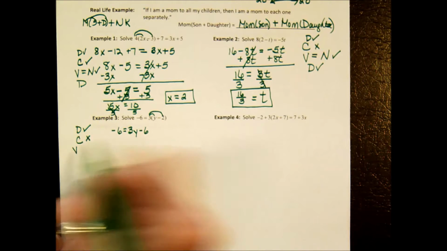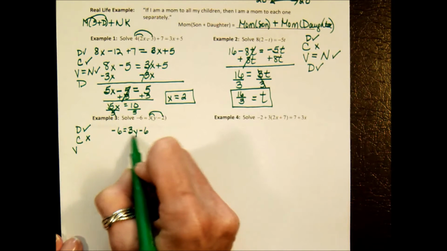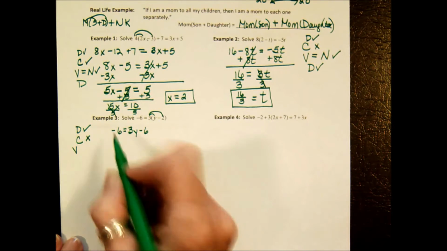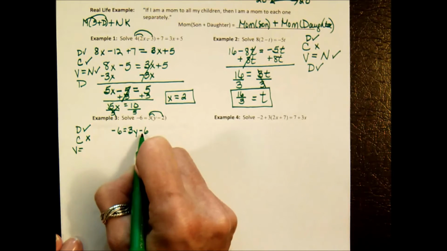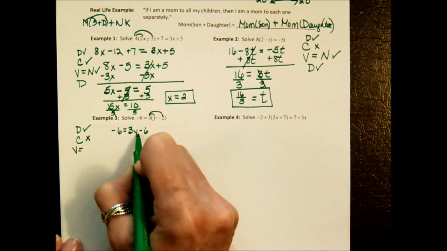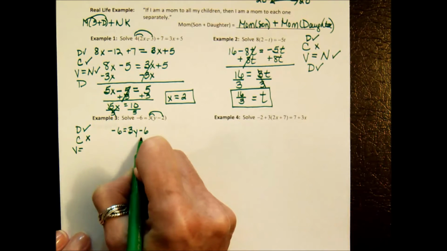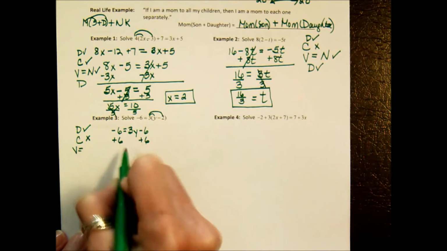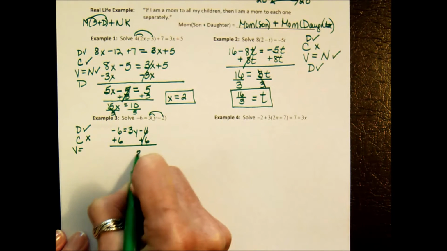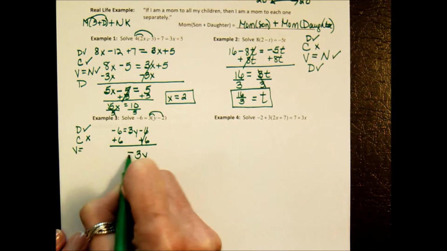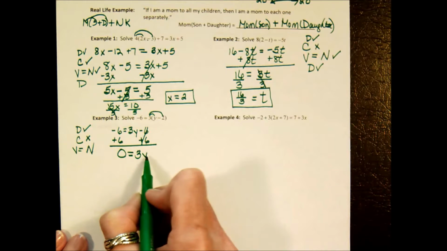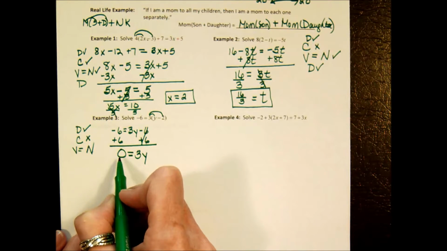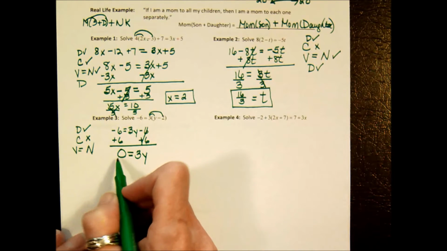Are the variables all together? Yeah, there they are. They're on the right. There aren't any on the left, so that part is done. But are the numbers together? No, so I'm going to get the numbers on the left because the variables are already taking up the right. So I add a 6 to both sides. I get 3y, bring down your equals 0. So now my variables are on the right, my numbers are on the left. Remember, 0 is a number.